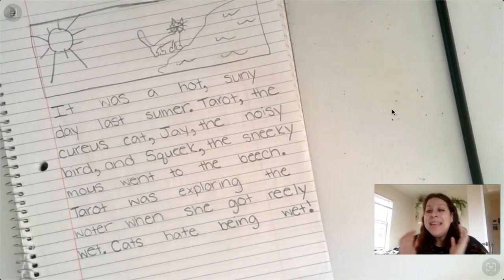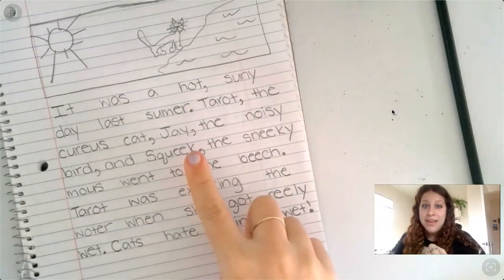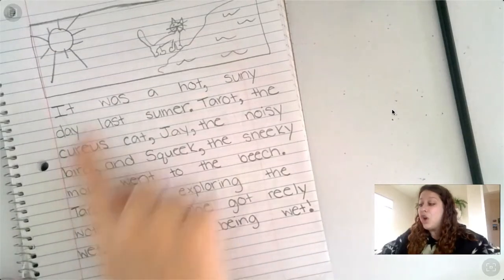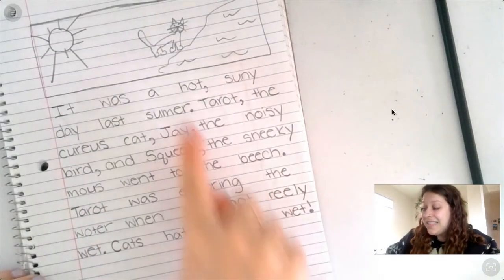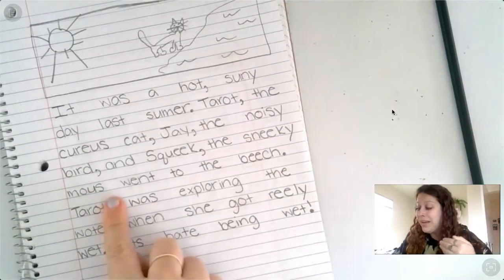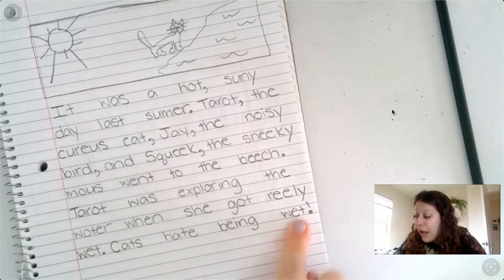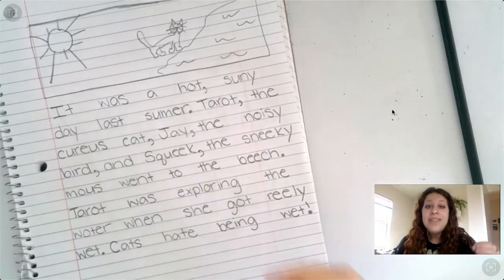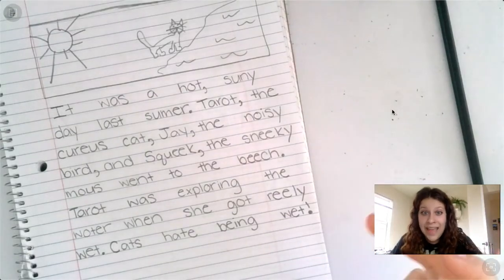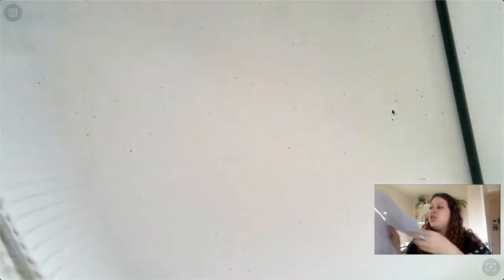So I've got a good start to my story. My beginning is great. I've introduced my main character, Taro, and the supporting characters, Jay and Squeak. I've talked about the setting. It's a hot, sunny day last summer. They went to the beach, and I introduced the problem. Taro got really wet. I said cats hate being wet. That's the problem.